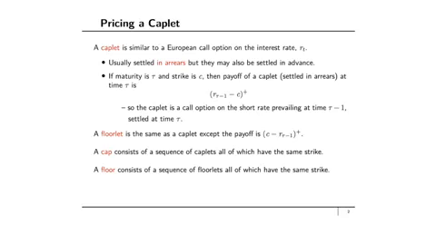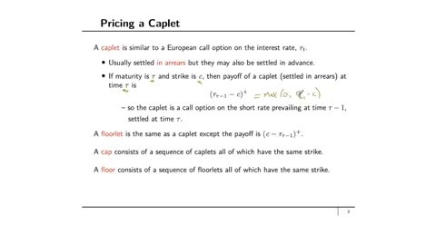A caplet is similar to a European call option on the short rate R_T. It is usually settled in arrears, but a caplet may also be settled in advance. If the maturity is time tau and the strike is C, then the payoff of a caplet is (R_{tau-1} minus C) positive part, or if you like, the maximum of 0 and R_{tau-1} minus C. This payment occurs at time tau. So this is what we mean by being settled in arrears. So you can think of the caplet as being a call option on the short rate prevailing at time tau minus 1 but settled at time tau.